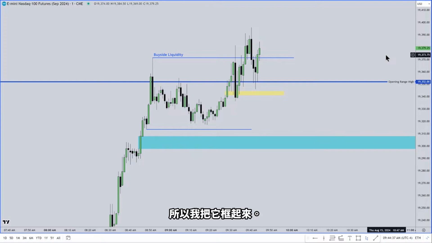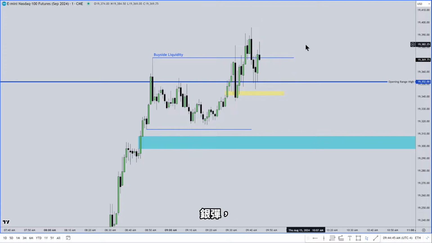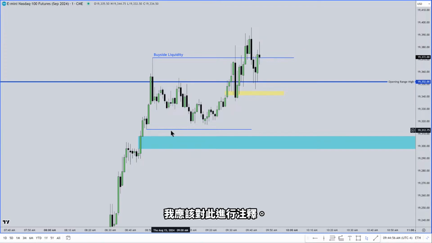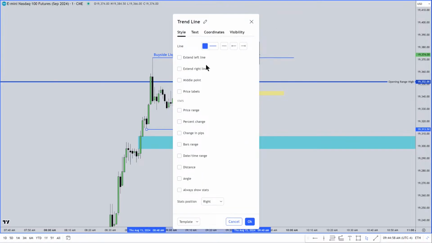So I'm framing it on, I want to see it get below here. If it keeps going higher, that's okay. I'll wait for more information because 10 o'clock, silver bullet, that's our main focus for the day. But we're watching and observing the opening range, how we're behaving initially with the liquidity. Sell side, which I should have this annotated, I apologize.